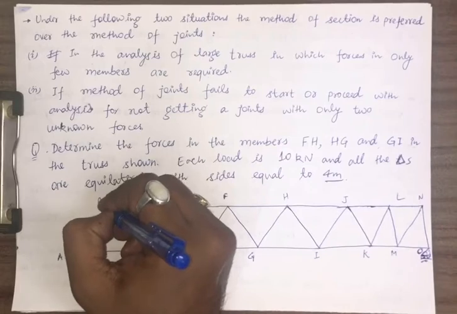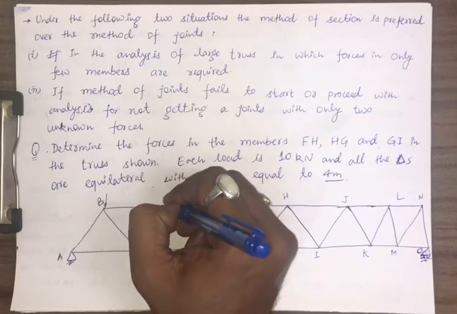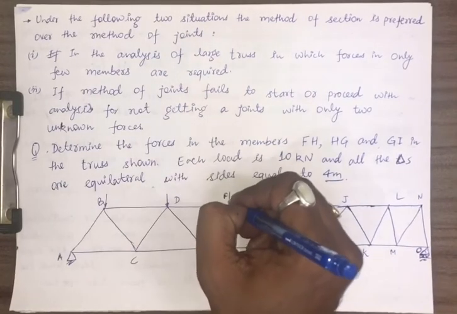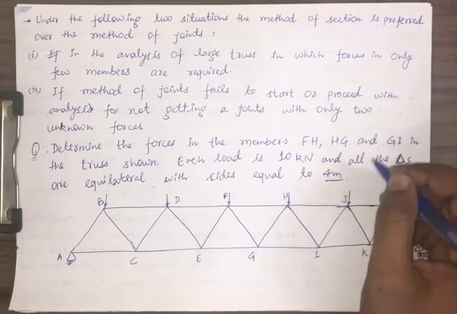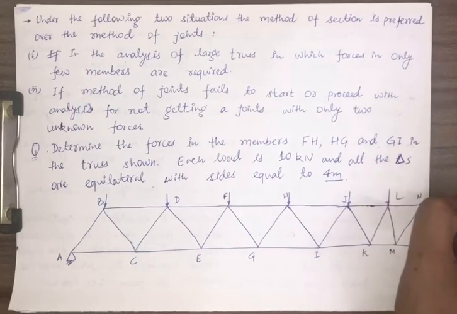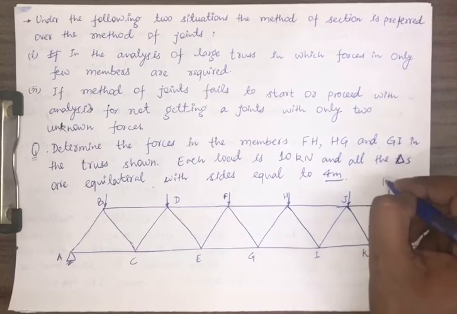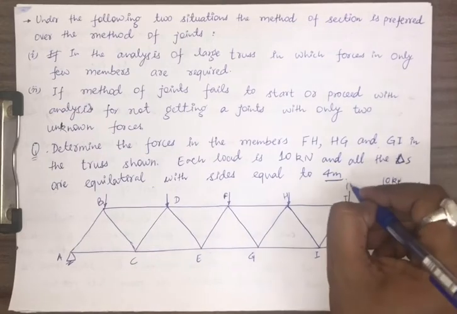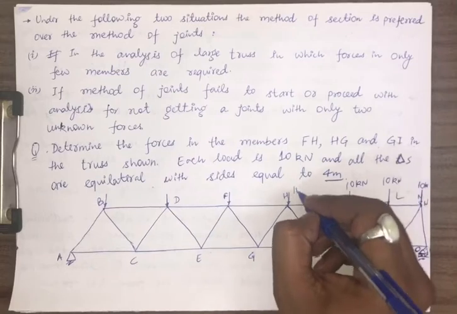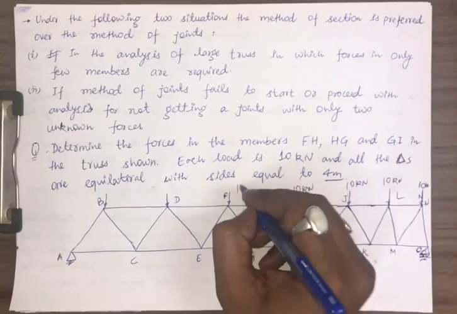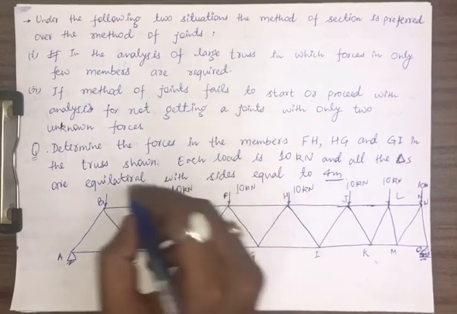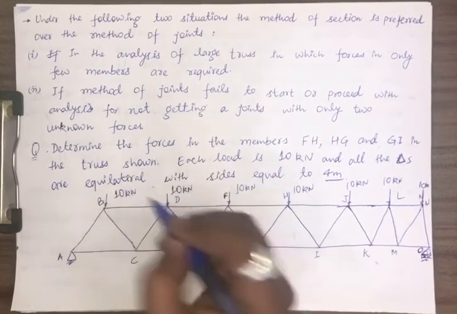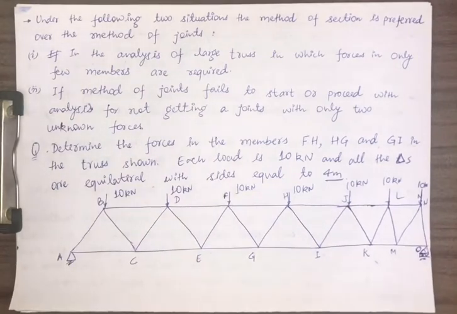What else it is stating? All these joints are having how much load? This is 10 kilonewton, 10 kilonewton, here 10 kilonewton, this is also 10 kilonewton, this is also 10 kilonewton, this is also 10 kilonewton, and this is also 10 kilonewton. So you can see the truss is very large.